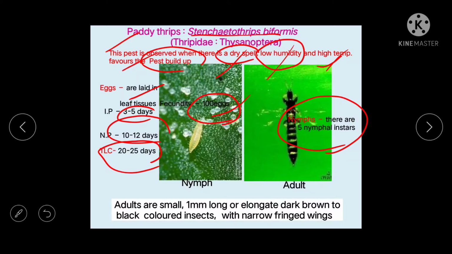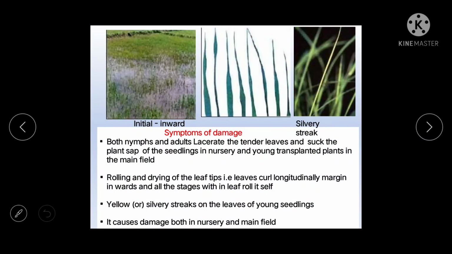Okay, so this is the adult, this is the nymph. So nymph will look like this and this is the adult. So they are having 5 nymphal instar. So adults are very small, 1 mm long or elongate, dark brown to black in color with narrow fringed wings. So wing type is fringed wing. This type of fringe will be there on their wings. Okay. So next we'll see the symptom of damage.